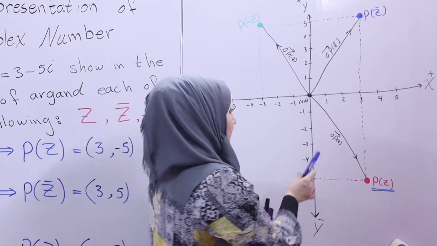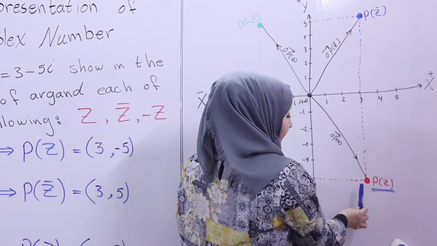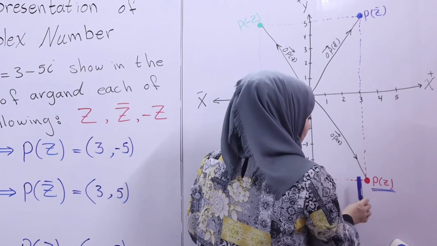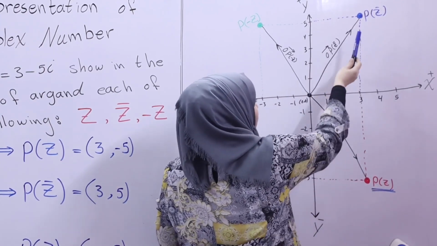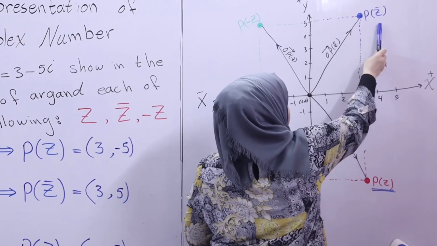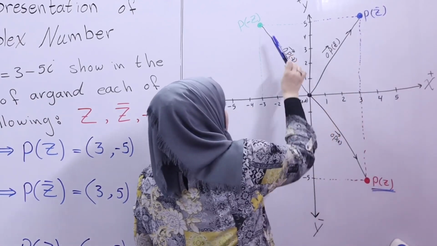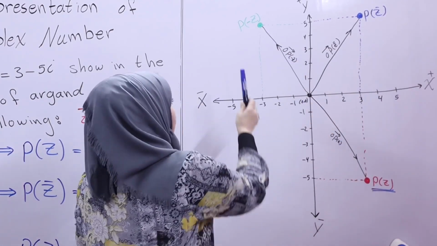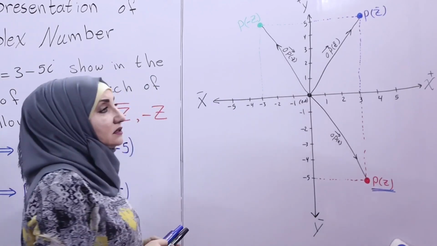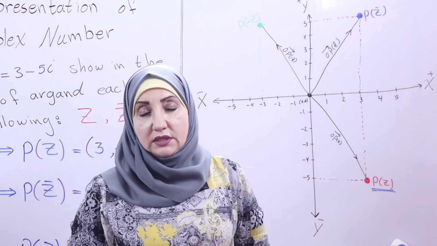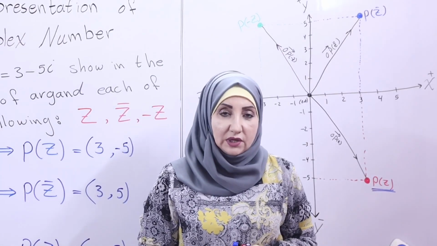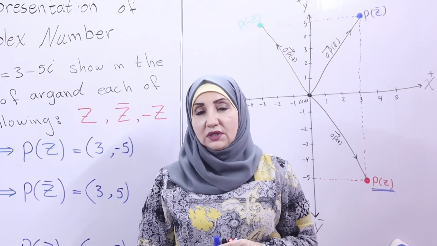So this represents the Argand shape for the vector OP, this represents the Argand shape for the point of z conjugate, and this represents the Argand shape for the point negative z. So here we finished solving our example, and we finished our lecture for today. See you in another lecture.